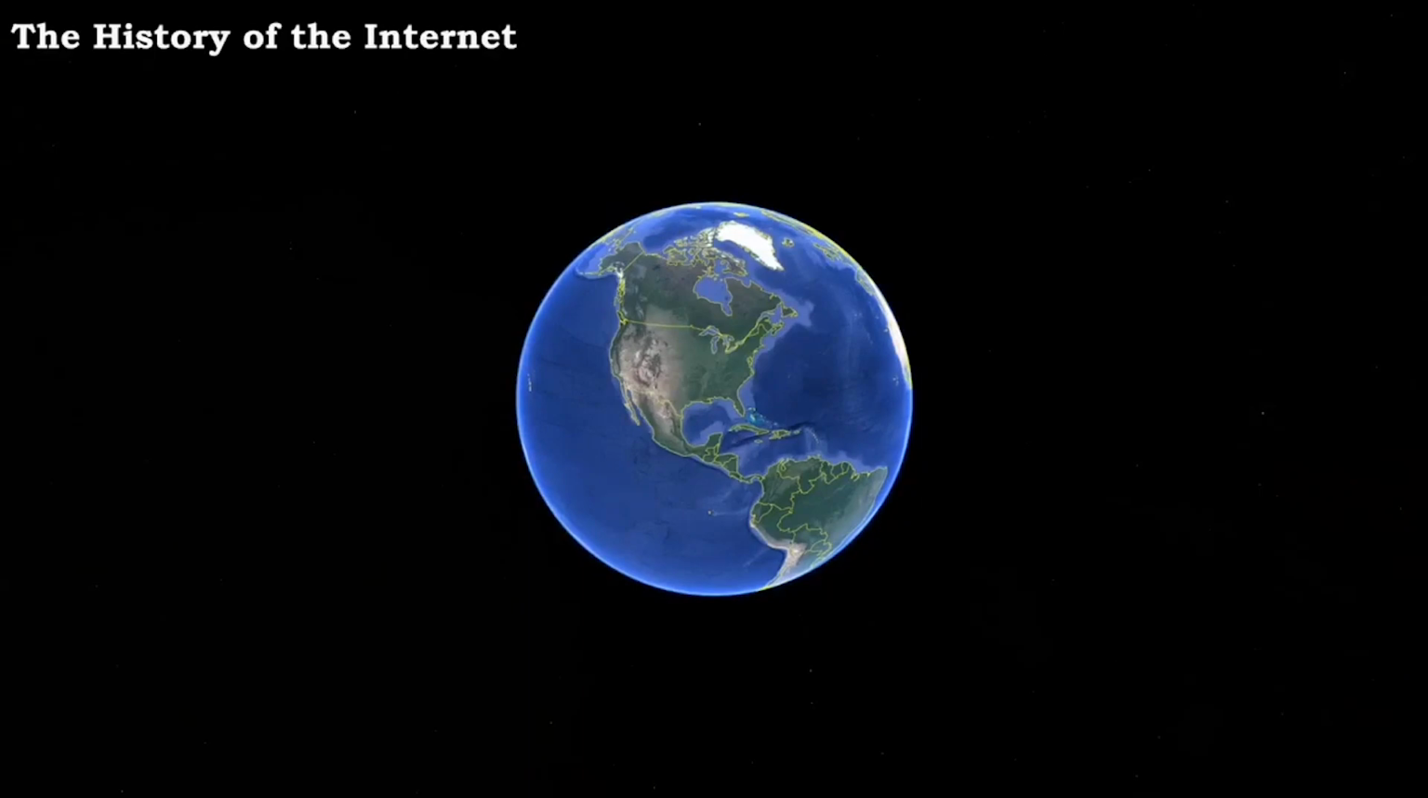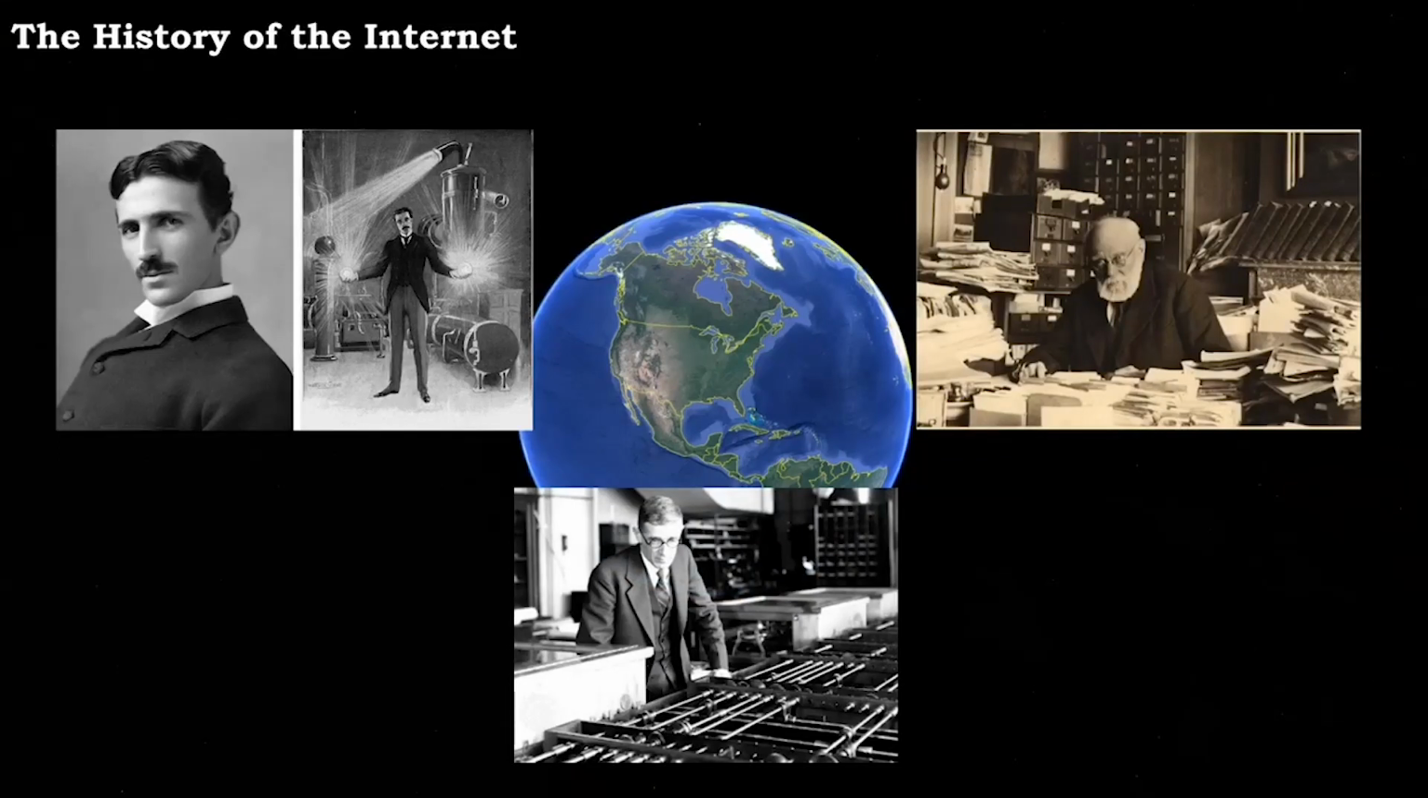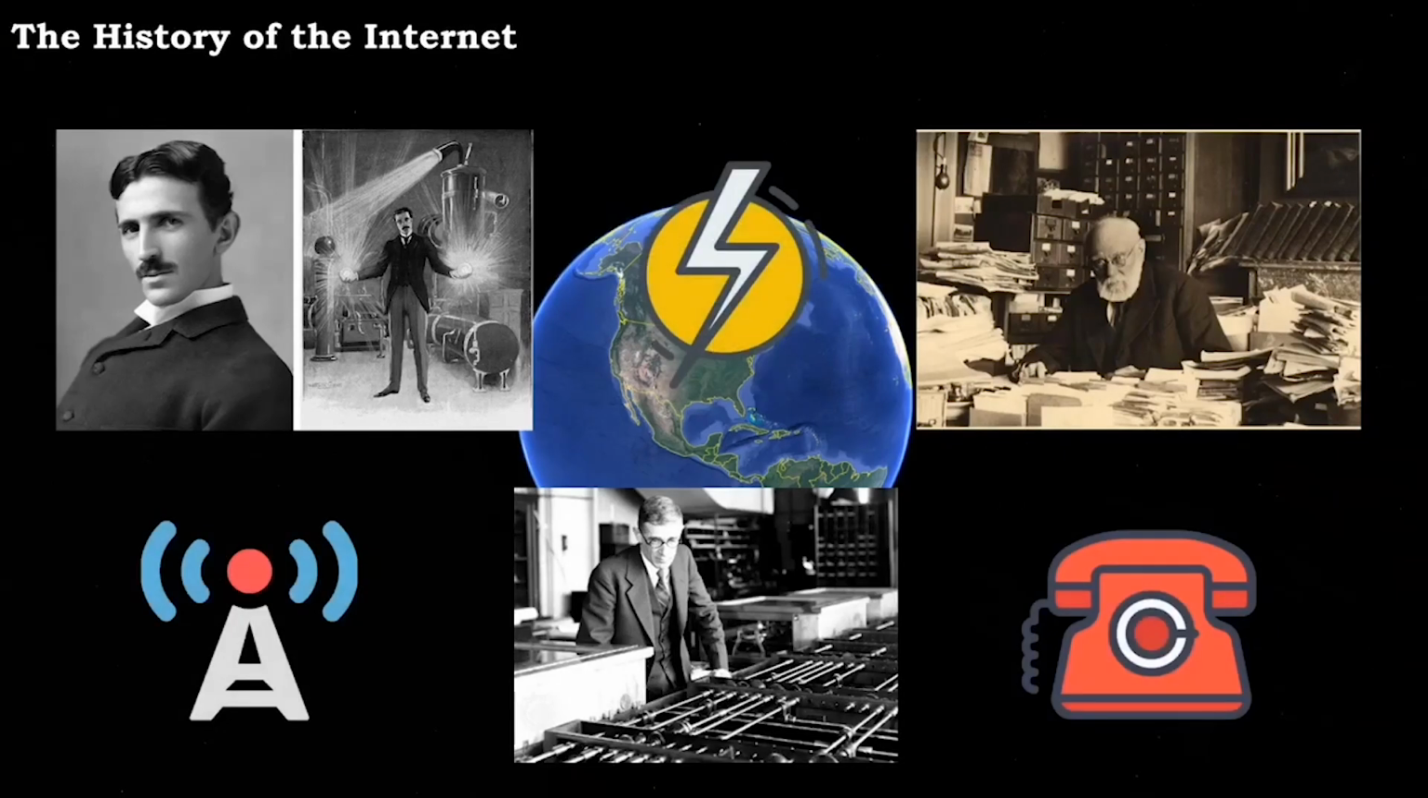The idea for some type of global network like the internet has been around for a long time. Inventors have been dreaming up ideas for how to quickly communicate over vast distances for centuries. Nikola Tesla toyed with the idea of a world wireless system in the early 1900s, and visionary thinkers like Paul Otlet and Vannevar Bush conceived of mechanized, searchable storage systems for books and media back in the 1930s and 1940s. Inventions like electricity, radios, and the telephone all helped contribute to the invention of the internet.